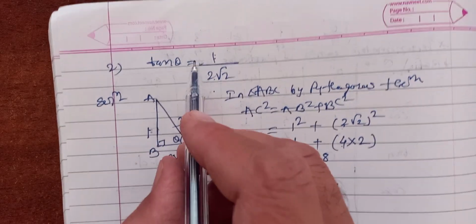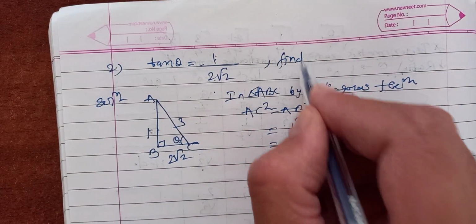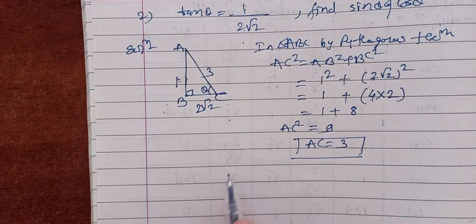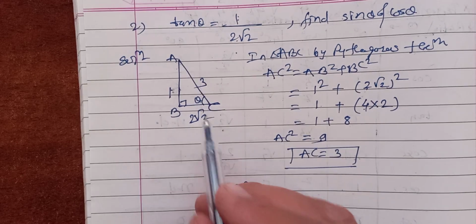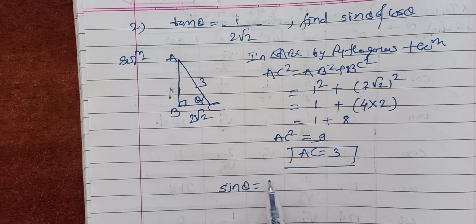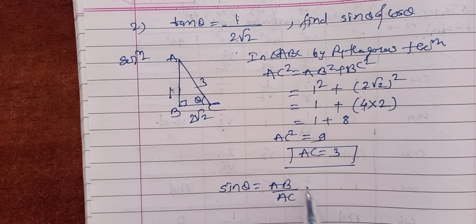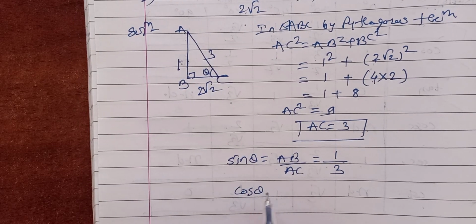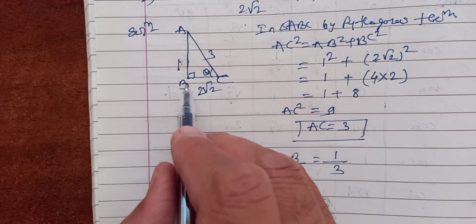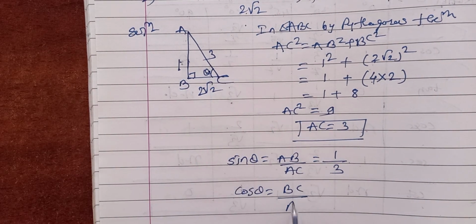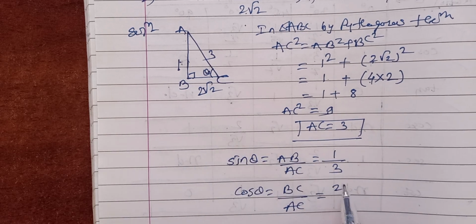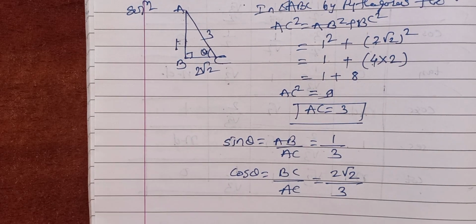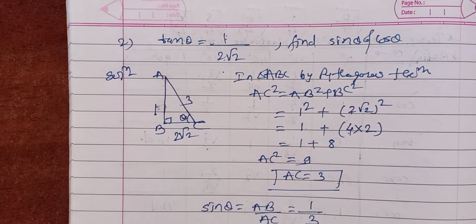So easily you can find this, tan theta is given. Means here what you have to find? These two ratios, sin theta and cos theta. So we know sin theta means opposite upon hypotenuse, AB upon AC. It is 1 upon 3. This is the first value. And cos theta means, this is theta, suppose, adjacent upon hypotenuse. Adjacent is 2 root 2 upon 3. These are both values using one of the simple methods.